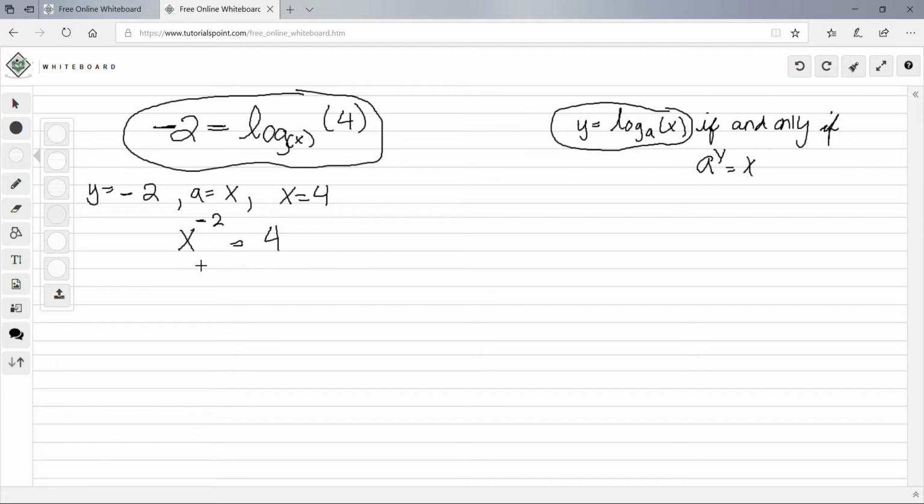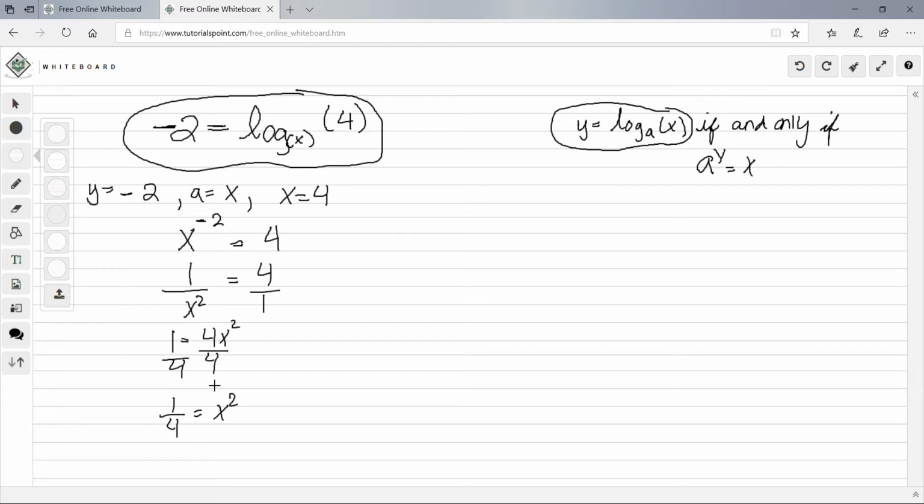Our goal is to solve for x, right? But before I simplify, we have a negative 2, so let's make that positive. It's going to be 1 over x squared, equals 4. Now I can cross multiply, so I get 1 equals 4x squared. I'm going to divide both sides by 4, so I get 1/4 equals x squared.